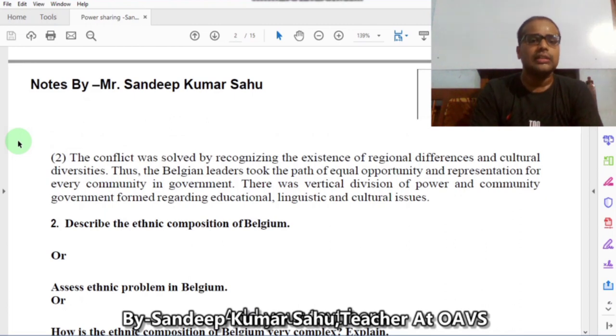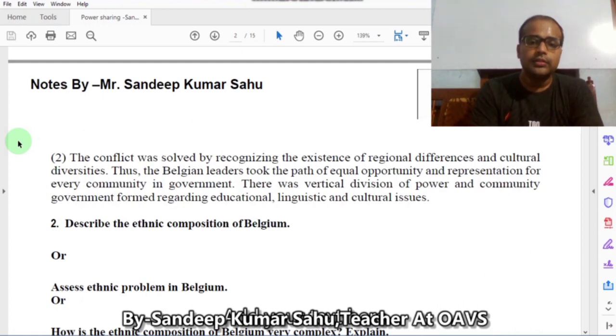Point number 2, the conflict was solved by recognizing the existence of regional differences and cultural diversity. They tried to recognize the language diversity and the cultural diversity in Belgium, and that is why the Belgium leaders took the path of equal representation for every community in the government. In the government, both Dutch speaking and French speaking got equal opportunity, the same number of ministers represented.